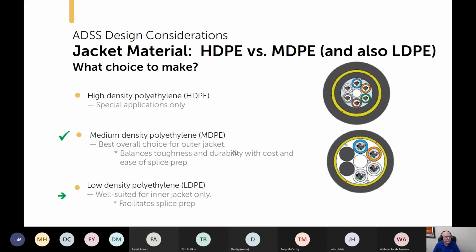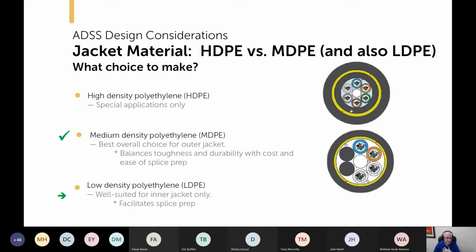So what choice to make? Probably guessed already. Medium density polyethylene is the best overall choice for the outer jacket because you're balancing the toughness and durability with your cost and ease of splice prep. An excellent solution here. Low density polyethylene, as I already said, is well suited for an inner jacket.